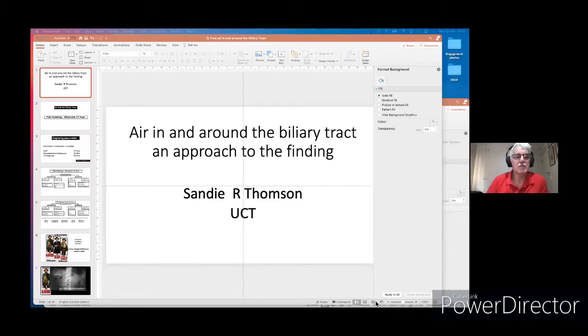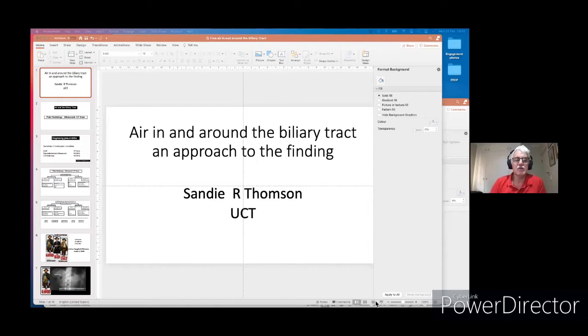Jeremy's led into it very nicely, and as you will see, there are some really very problematic causes of biliary air. I'm just going to try and outline an approach to these findings when you come across them. Unfortunately, usually they're quite rare, so you have to keep your wits about you when you come in touch with them.